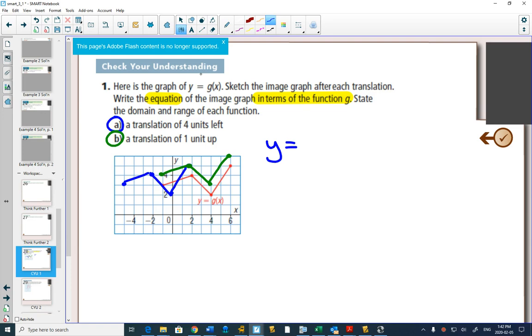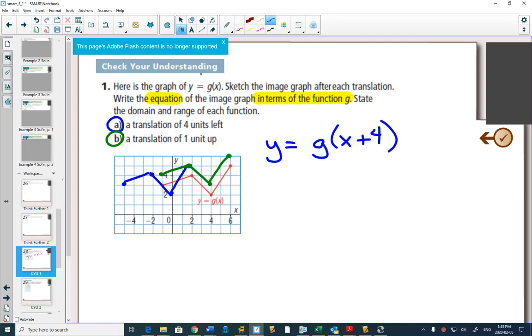So what happened from the red graph to the blue graph? I moved 4 units to the left. How does that show up? Left and right is inside of a function. So when I write this, I need to show a translation of 4 units to the left inside of the function g. How would that show up? X plus 4. Because inside the function, like that plus 4, it's opposite, right? So that equation is an equation of the blue graph in terms of the function g.